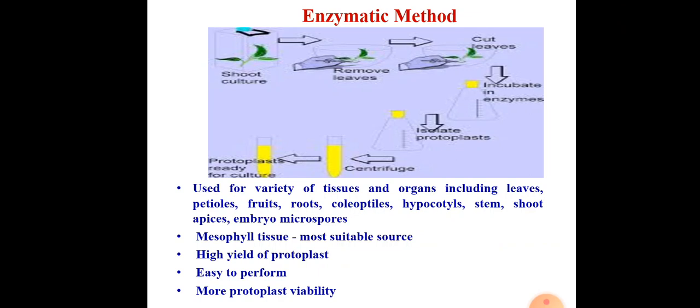Most probably the mesophyll cells are suitable for the isolation of protoplasts by the enzymatic method. In this method we can have a high yield of protoplasts, it is easy to perform, and the protoplasts are more viable. So isolated protoplasts will be more viable in this method.